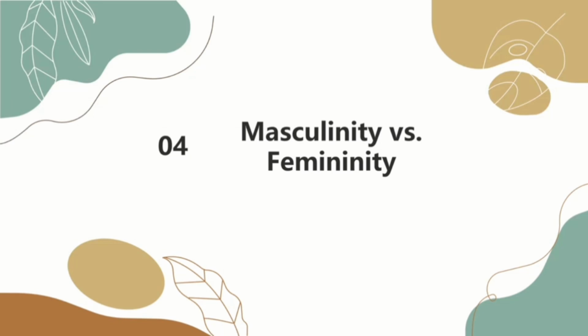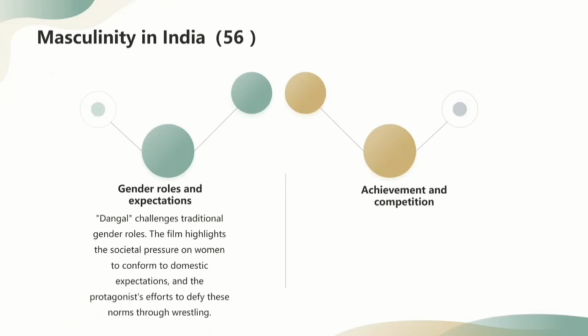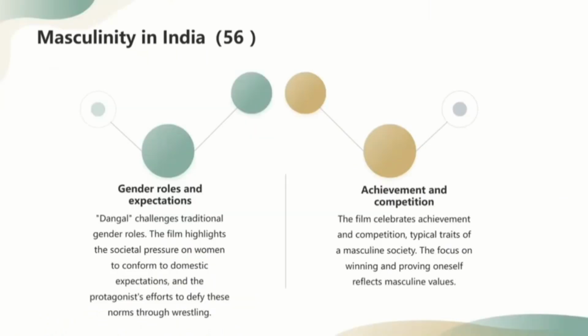Next is part 4. Masculinity and femininity. Masculinity in India: Dangal challenges gender norms but embraces masculine traits like competition. Mahavir's mantra, "Win gold for India," reflects a society that values achievement. The film's success signals India's gradual shift toward gender equality.